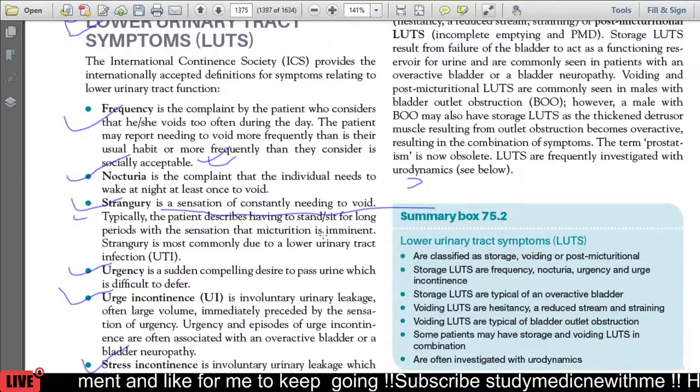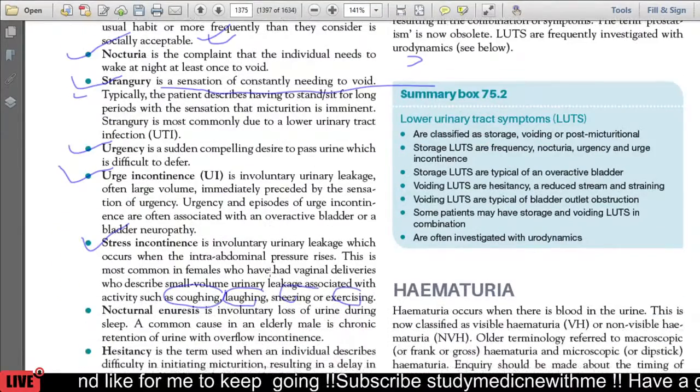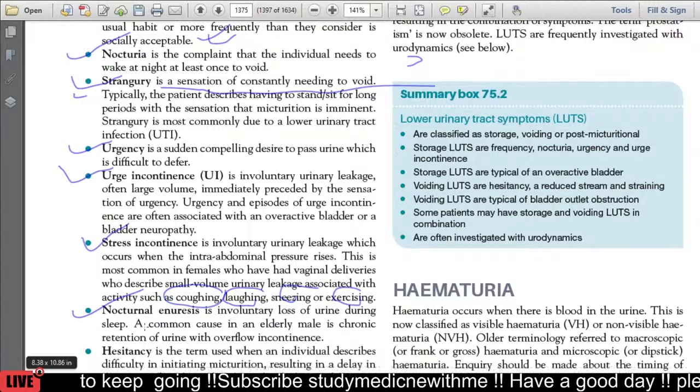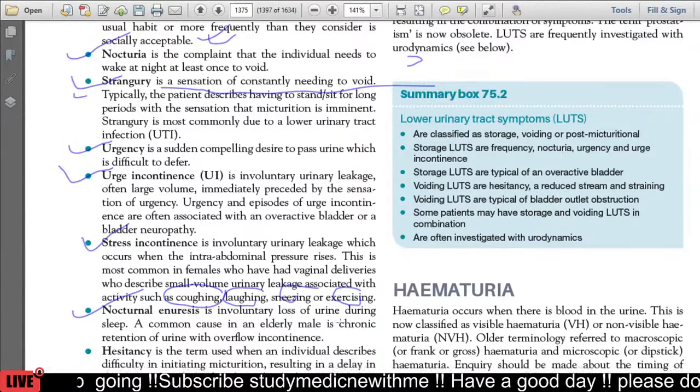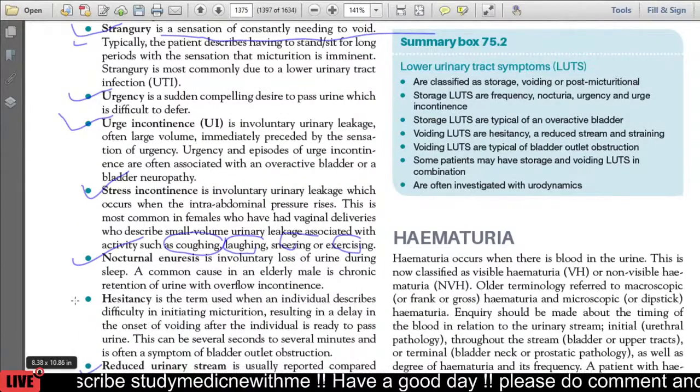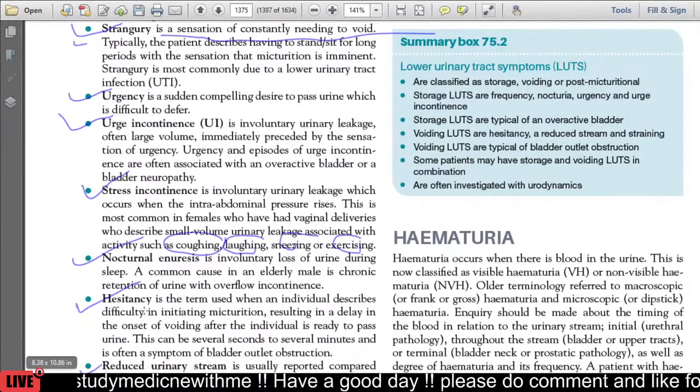And these are also called stress incontinence. Nocturnal enuresis is involuntary loss of urine during sleep. A common cause in elderly males is chronic retention of urine. Let's talk about hesitancy, the term used when the individual describes difficulty in initiating urination.